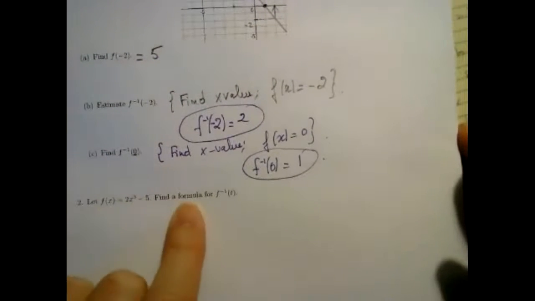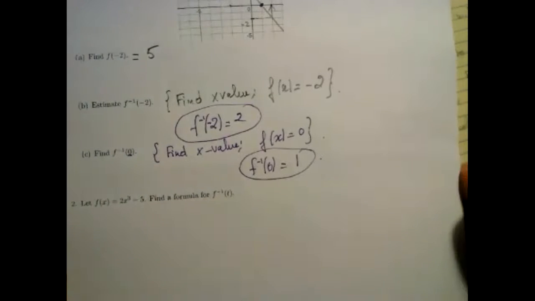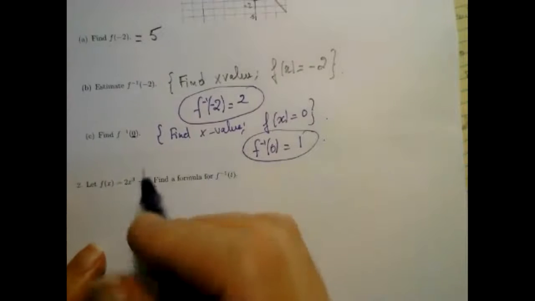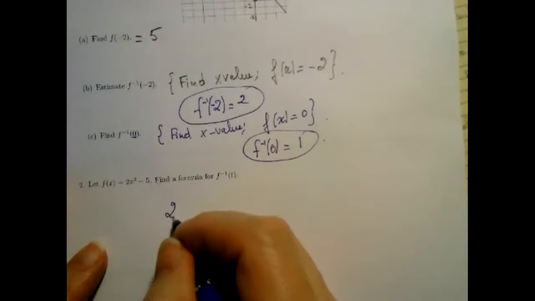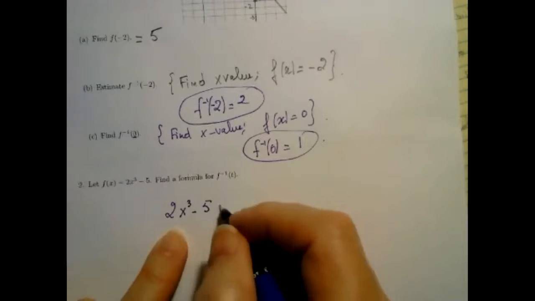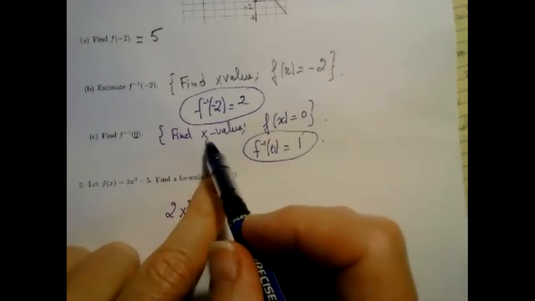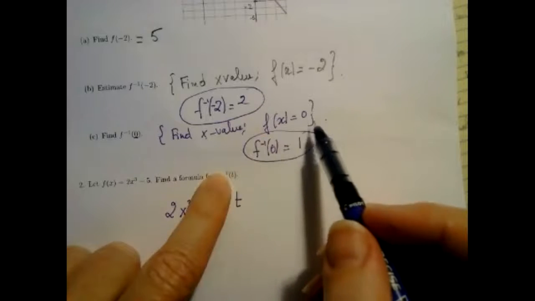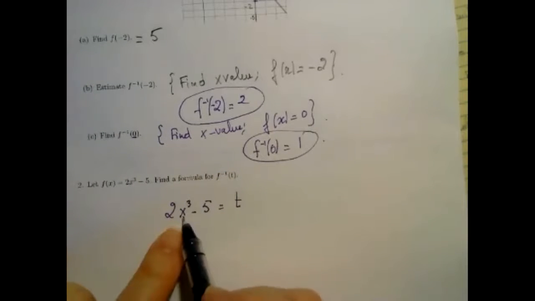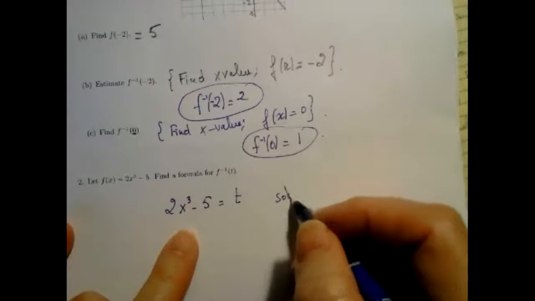Now let f of x be equal to x cubed minus 5. Find a formula. This was not bad, so I will go over it quickly. So the idea is that we need to find x. So we set this equal to t, because finding f inverse of t means finding the x value such that f of x equals t. It means I want to find the x that gives me t. So basically we have to solve for x.